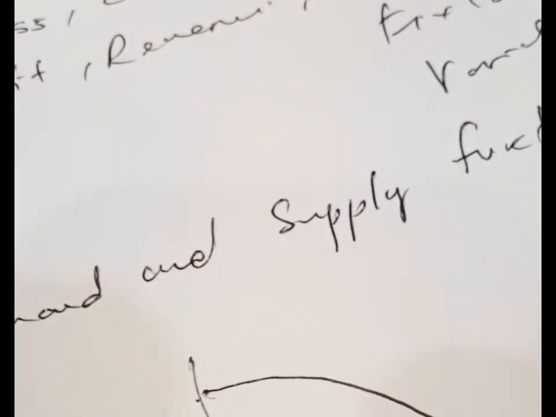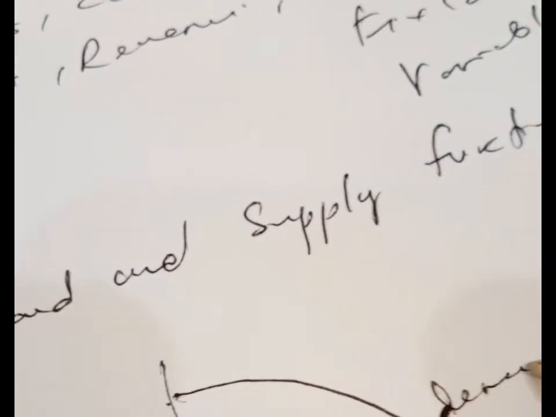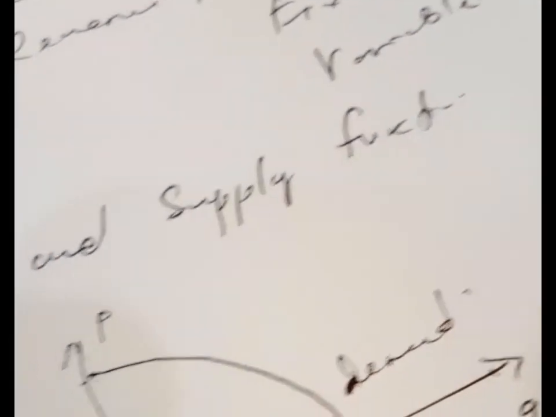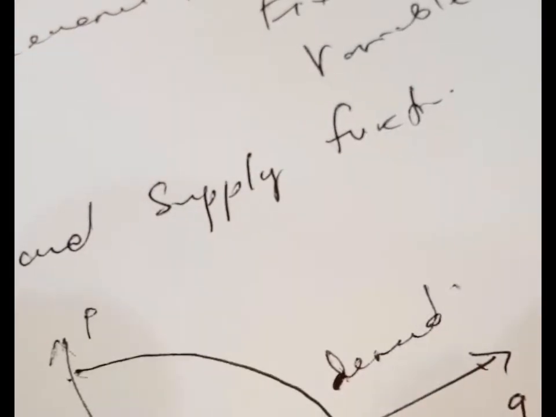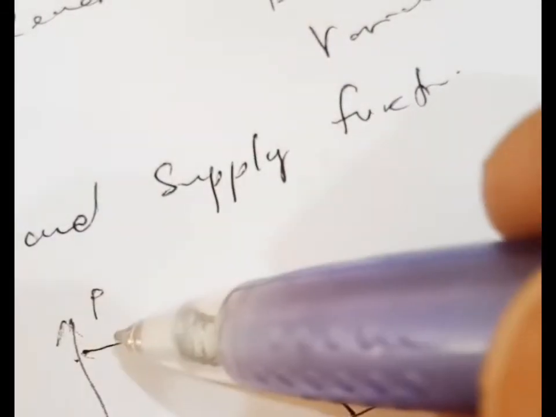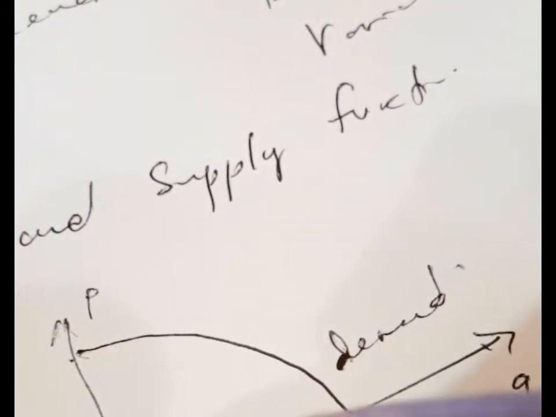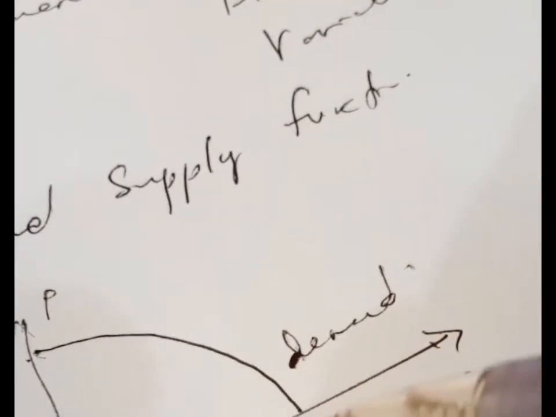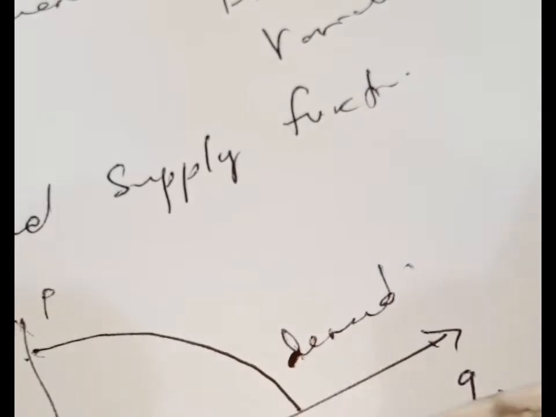Okay, demand and supply function. Demand. This is the function of demand. This is price, this is quantity. When the price is high, the quantity is low. As the price goes down, the demand for the quantity goes up.